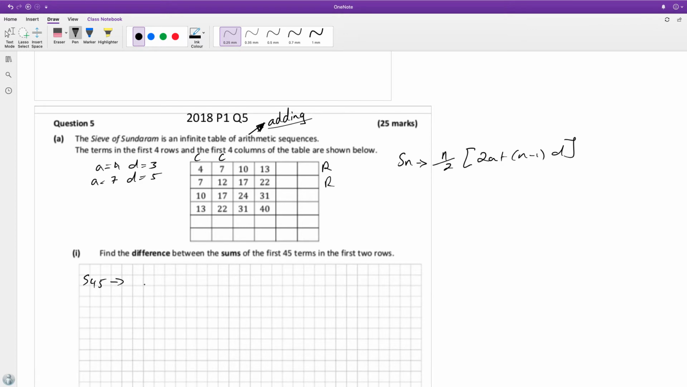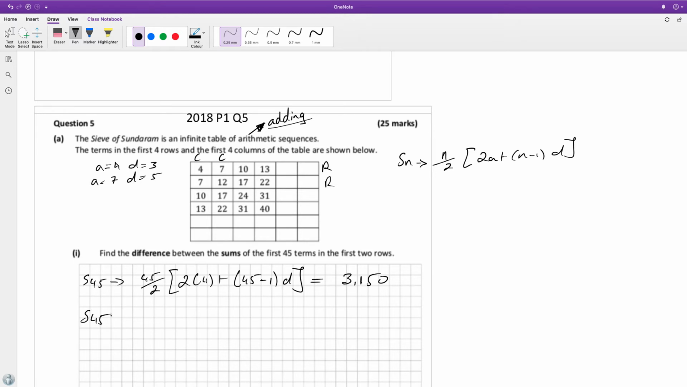So sum to 45 in the first one is 45 over 2 times 2 times A, which is 4, plus 45 minus 1 times D. What do we get for final answer? 3,150.